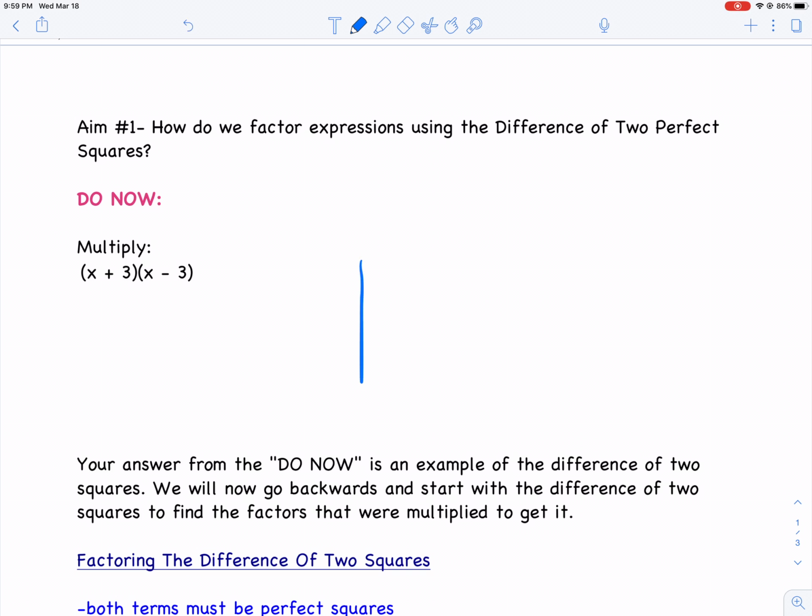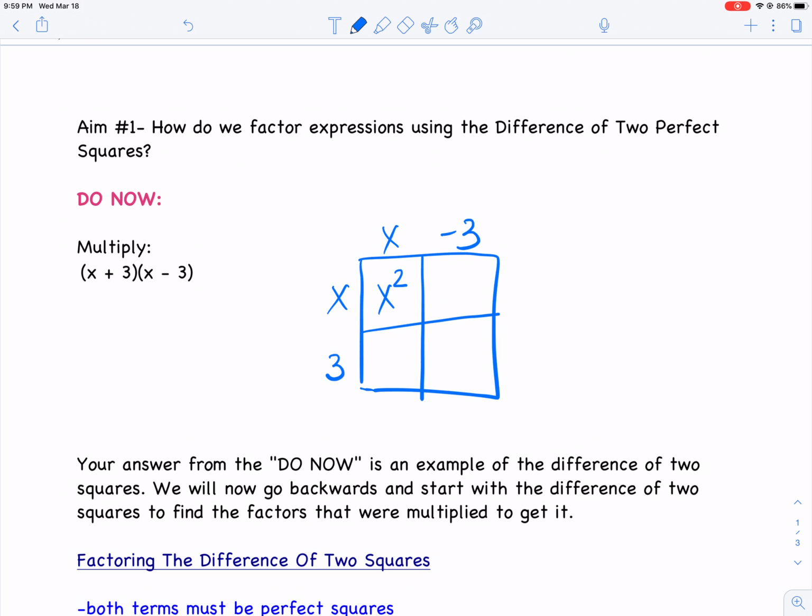Okay, now I'm going to do it. It's multiplying two binomials, so I set up the box, and when I square x, then negative 3 times x, then 3 times x, then 3 times negative 3. When I simplify, those middle two terms are going to give me a sum of 0. So our final answer is going to be x squared and then just the minus 9. There's no middle term. So this was our special case.